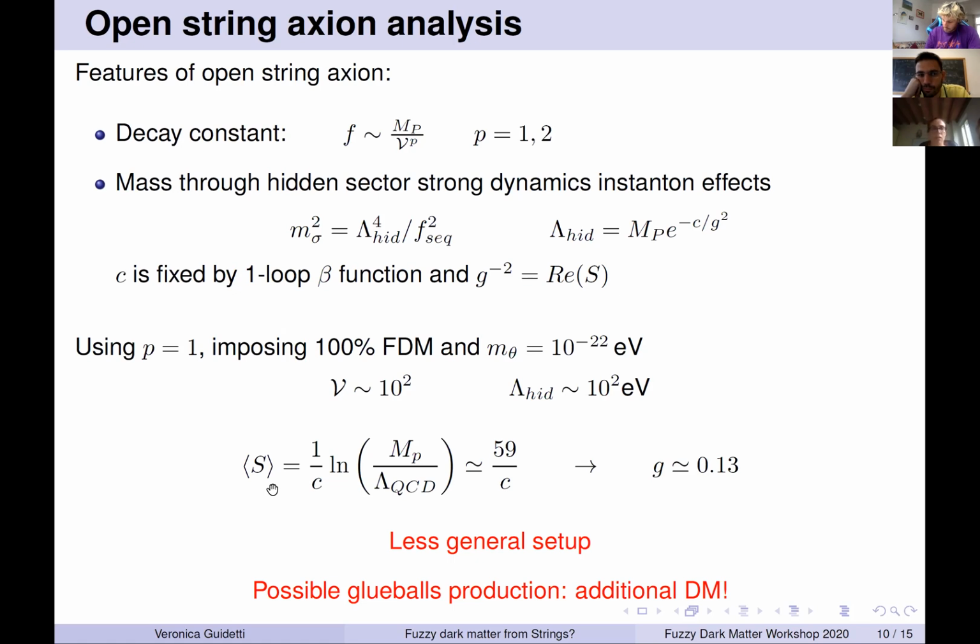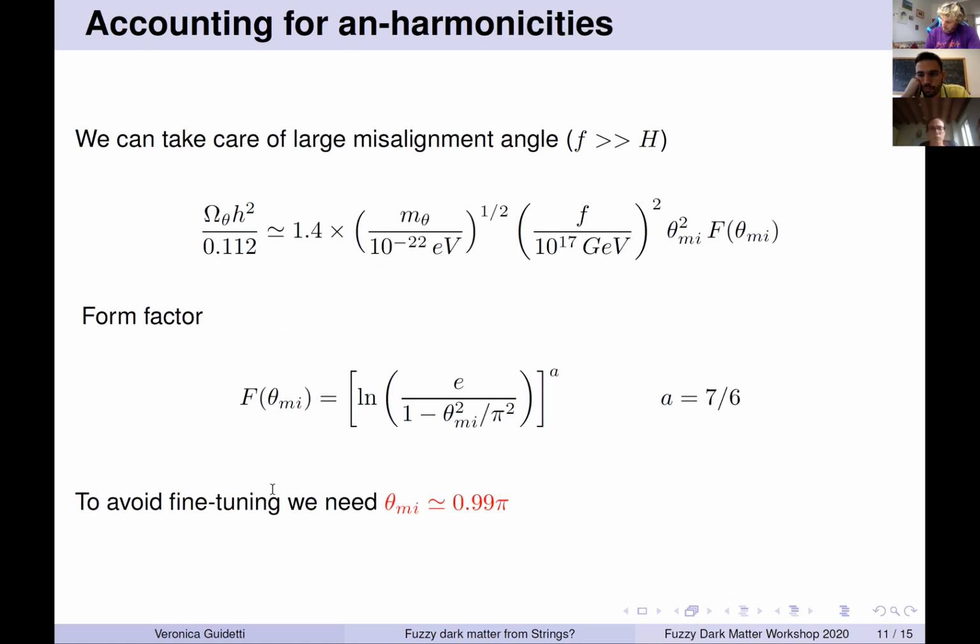The last thing that I want to mention is this one. At a certain point, we realize that, okay, here we need too much fine tuning everywhere. Can we then account for large misalignment angles?